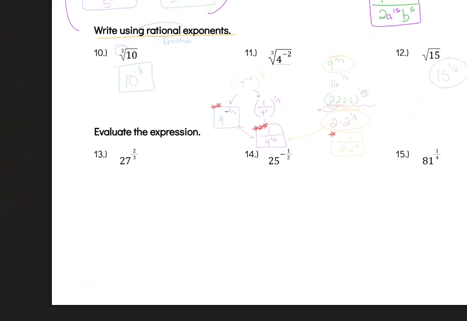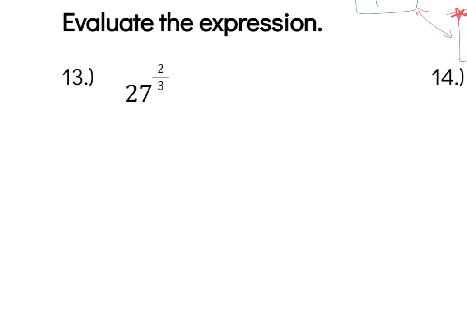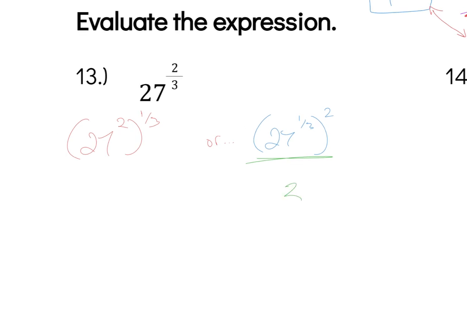Okay, so here's where I think I evaluated right here, and this one's evaluate. So anyway, here we go. 27 squared to the 1/3 power, or 27 to the 1/3 power squared. I gotta tell you, this one's gonna be the easy one. He's the winner. The cube root of 27 is 3. So 3 squared is 9.